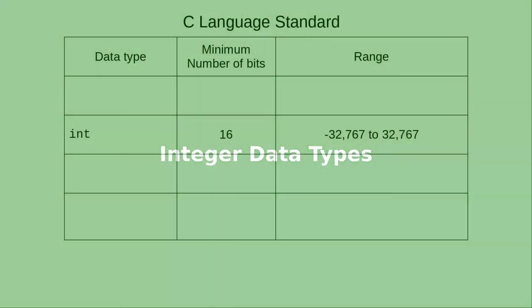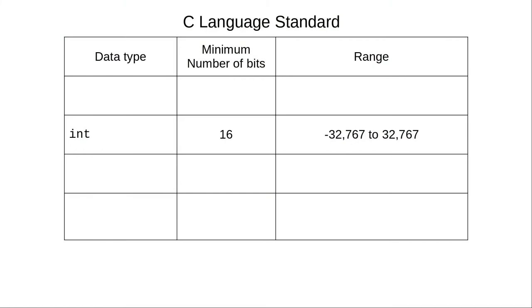Up to this point, we've only used int to specify integers. The C language standard says that an int is at least 16 bits, which gives a range of numbers from -32,767 to +32,767.